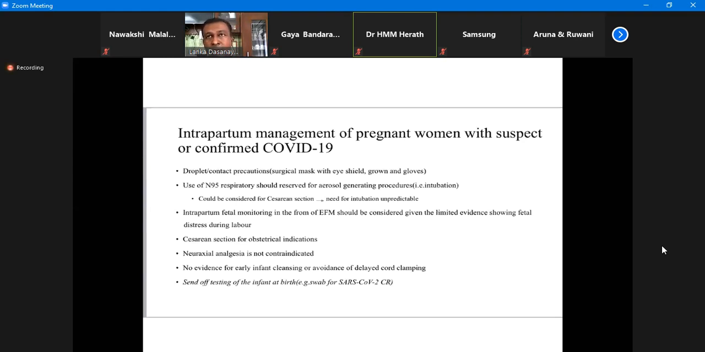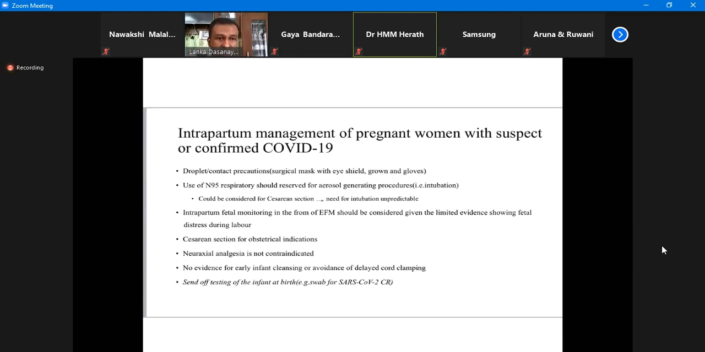So you know that after delivery of the baby, we manage the third stage of labor with delayed cord clamping. In third stage management, there is no evidence up to now to avoid delayed cord clamping. So you can manage the same way with delayed cord clamping, controlled cord traction, and IV oxytocin.